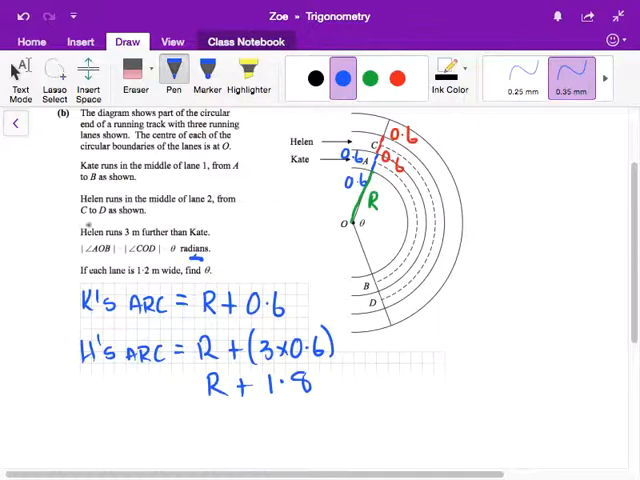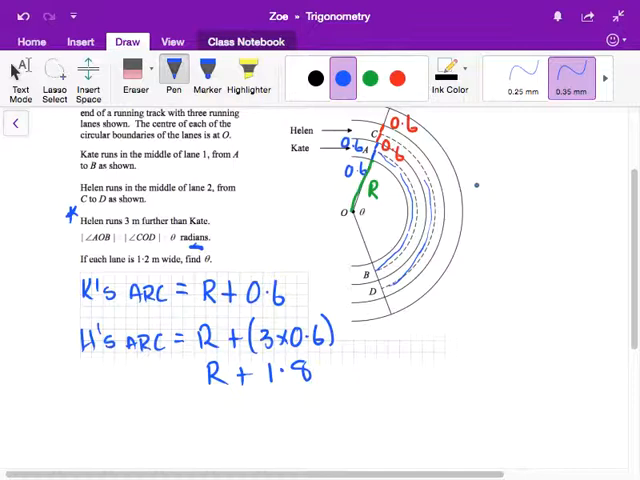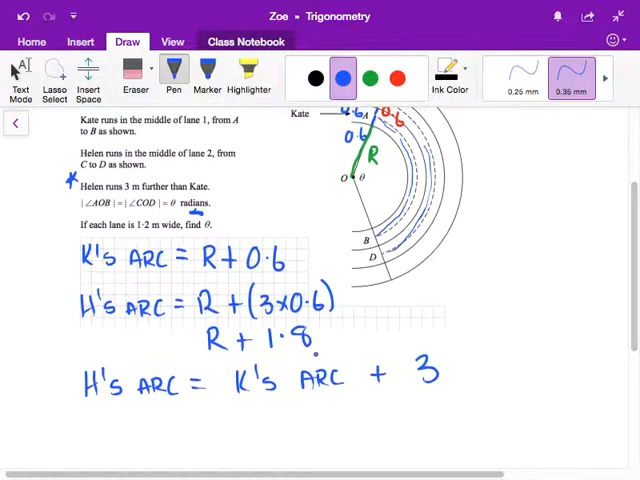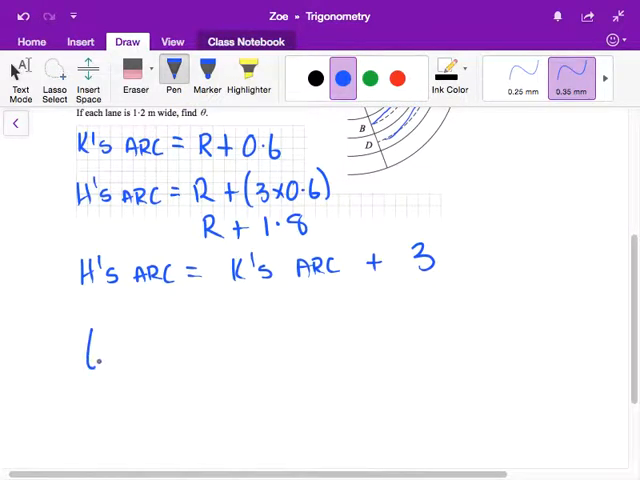So we got this piece of information here that Helen runs 3 meters further than Kate, which means when Kate runs this arc here all the way along, when Helen runs hers, she's running 3 meters further. So I suppose Helen's arc is equal to Kate's arc plus 3. Yeah? Okay. So the length of the arc in the tables book, when we were working in radians, is R theta.